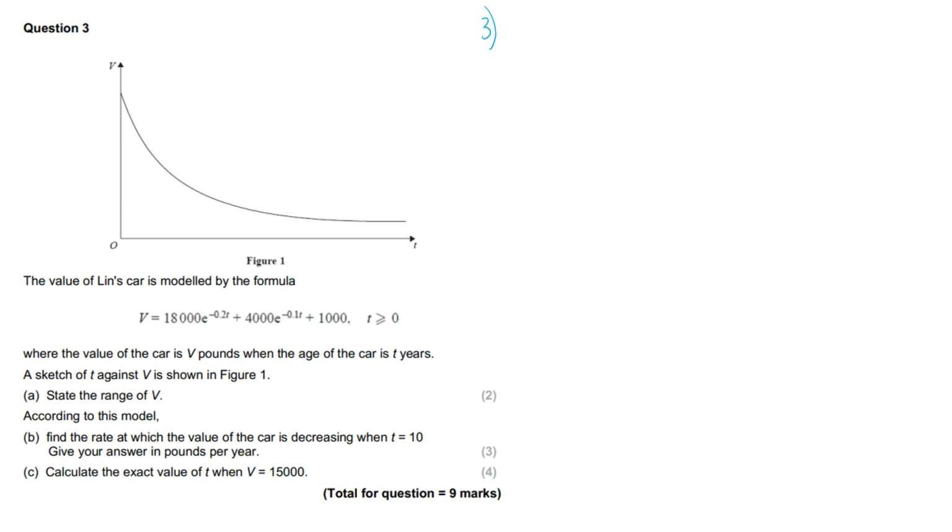Question 3, this is the modelling question. We've got this equation here modelling the value of a car after Lynn has bought it. So obviously she's bought it at this price here, and then it's come down. So to state the range of V, this word state usually means you don't have to do that much work. What we just have to have a look at is when t is equal to 0. Well, anything to the power 0 is going to be 1, so V will just be 18,000 plus the 4,000 plus the 1,000. So when she bought the car, it was 23,000.